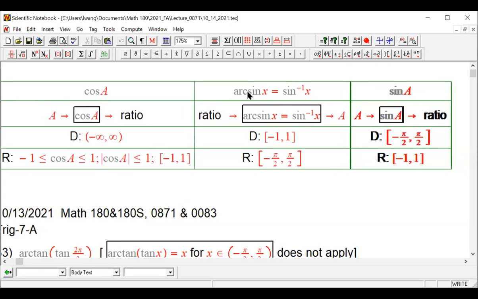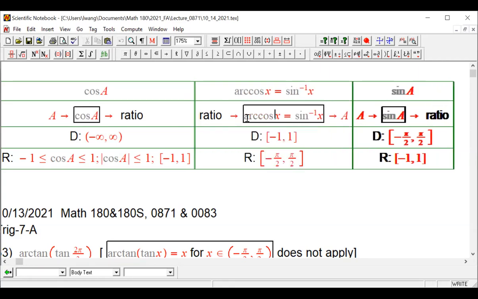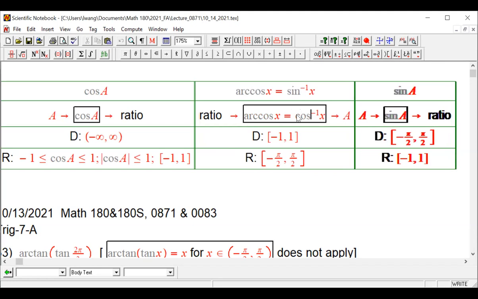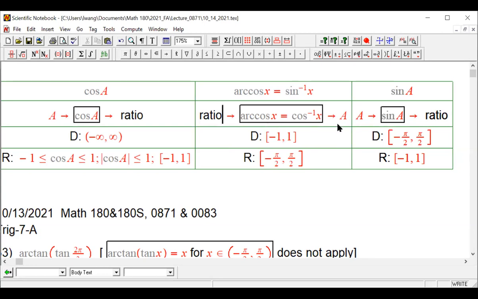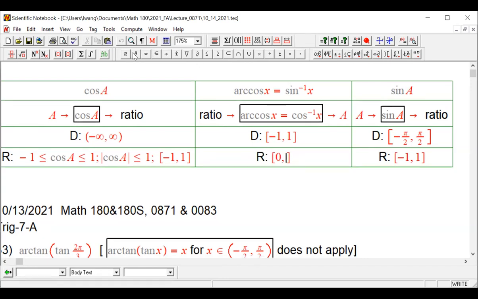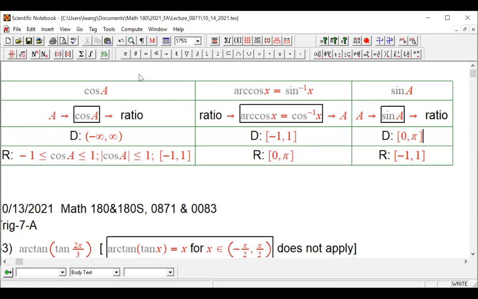And ArcCosine, however, also takes a ratio and produces an angle. The domain is the same, but the range, however, is 0 to pi, if you recall that piece, right? And these two have their domain and range swapped. And of course, this is the cosine.